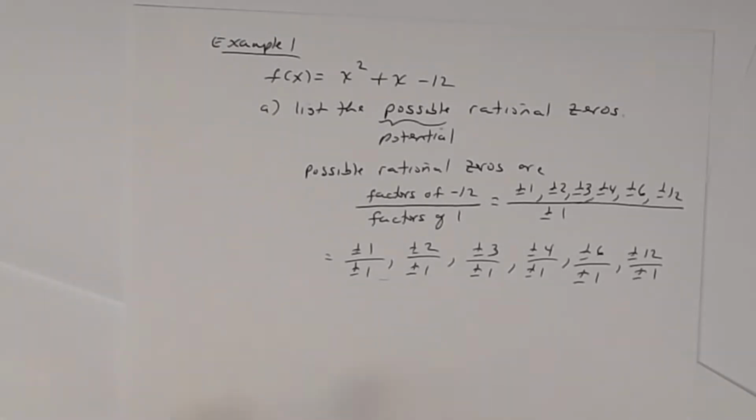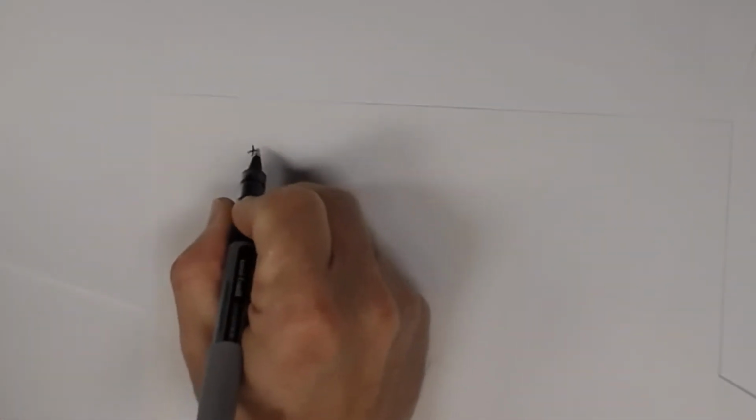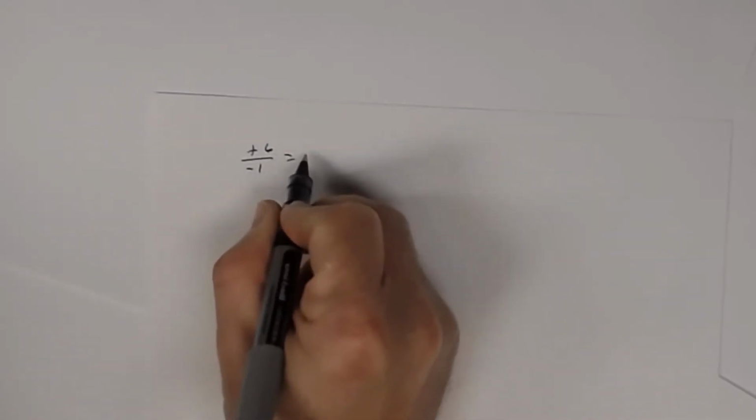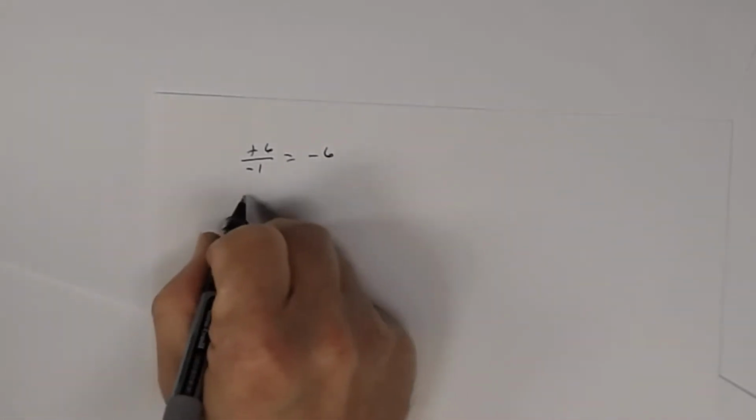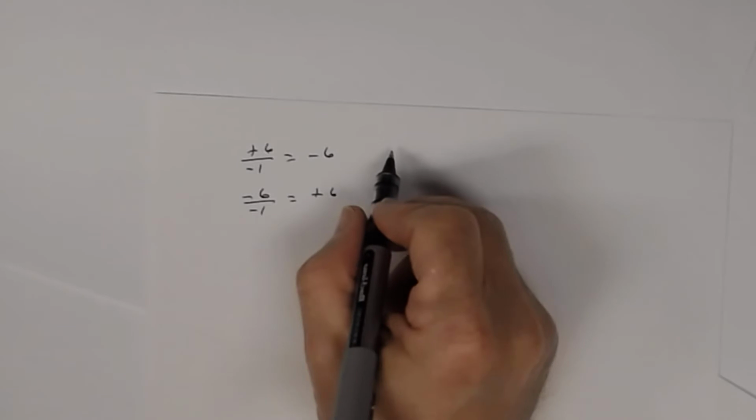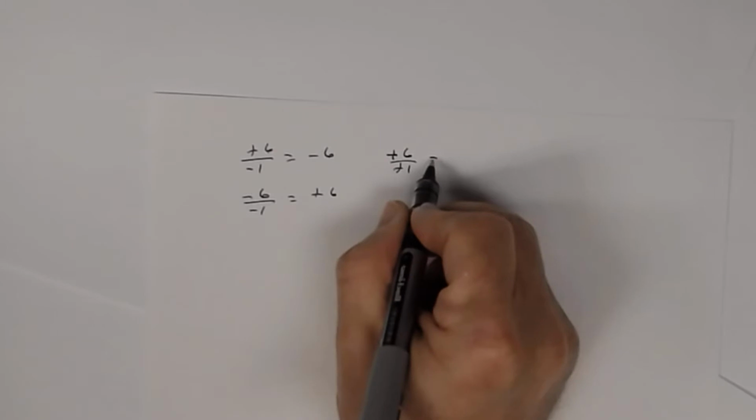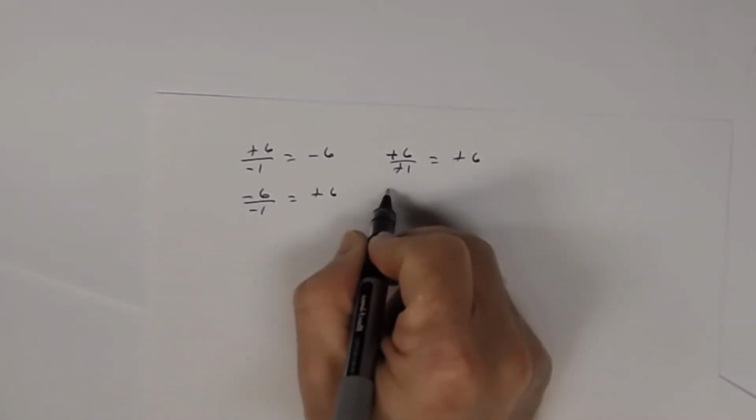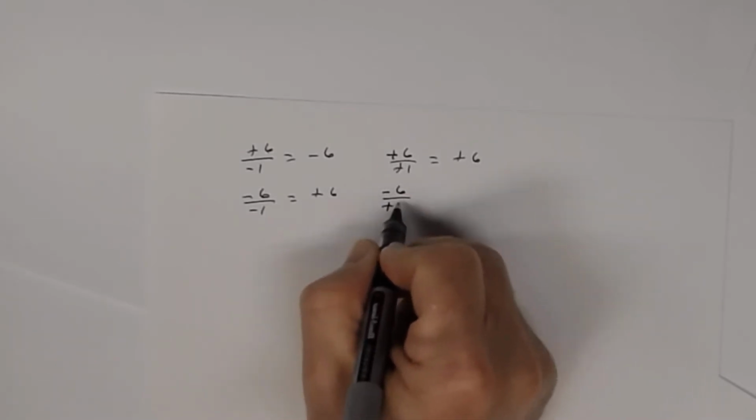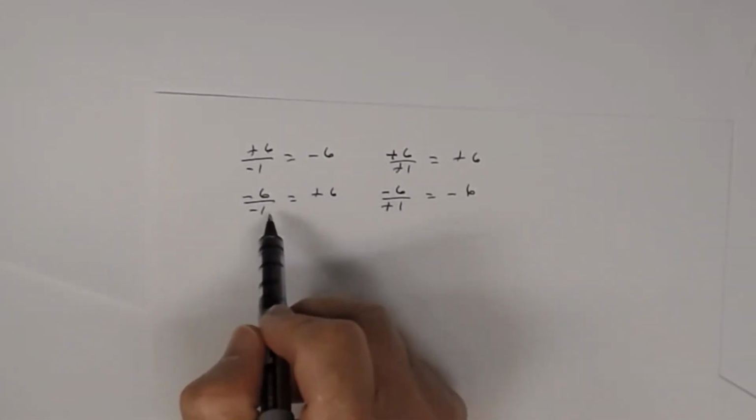Let's review something before we go further. I want to show you something. Do y'all agree that if I have positive 6 divided by negative 1, that's a negative 6, right? If I have a negative 6 divided by negative 1, that's a positive 6, correct? If I have a positive 6 divided by positive 1, that's a positive 6. If I have a negative 6 divided by positive 1, that's a negative 6. Agree? So what I want you to see is this.